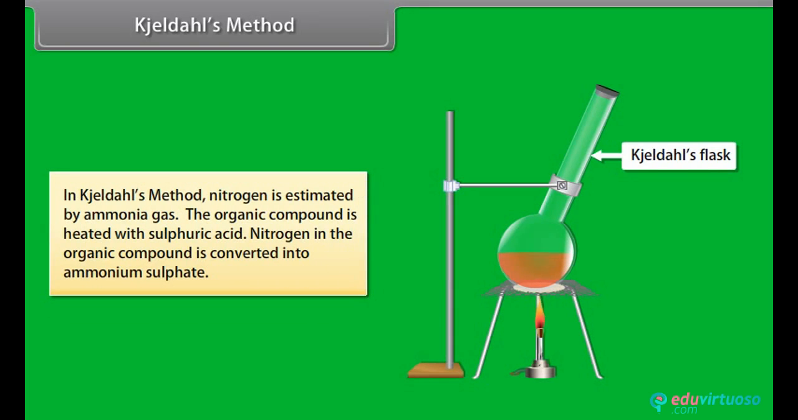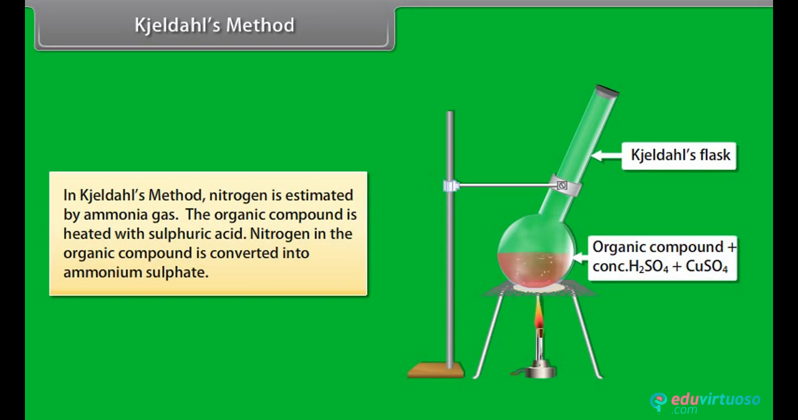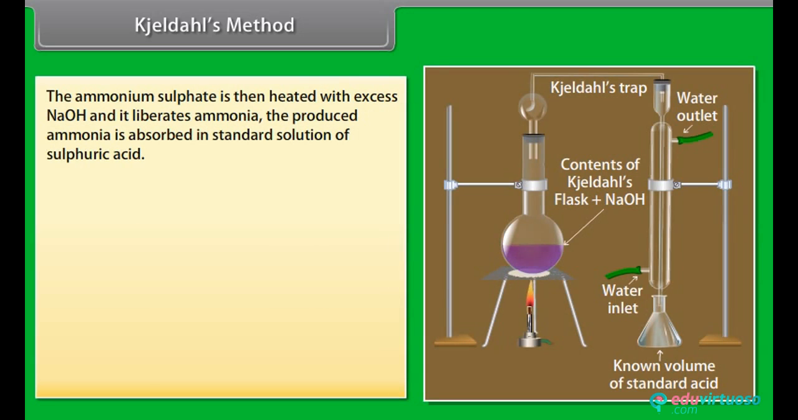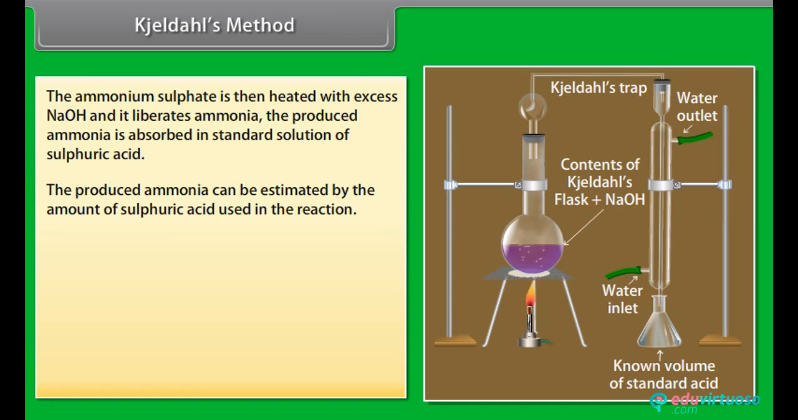Kjeldahl's method. In Kjeldahl's method, nitrogen is estimated by ammonia gas. The organic compound is heated with sulfuric acid. Nitrogen in the organic compound is converted into ammonium sulfate. The ammonium sulfate is then heated with excess NaOH and it liberates ammonia. The produced ammonia is absorbed in standard solution of sulfuric acid. The produced ammonia can be estimated by the amount of sulfuric acid used in the reaction.